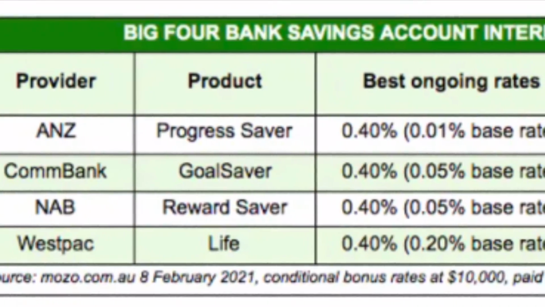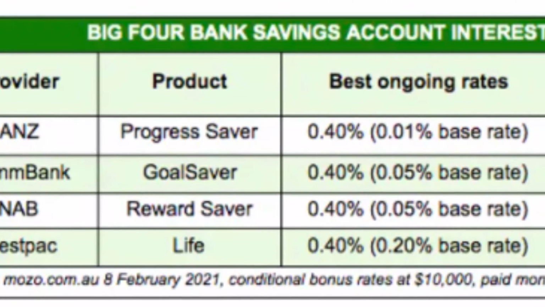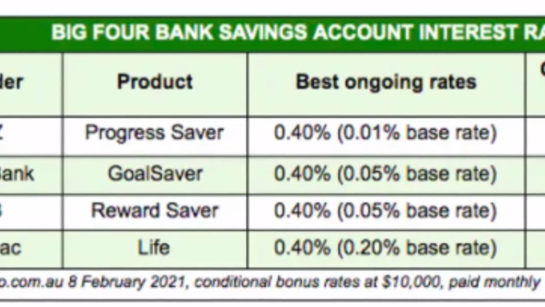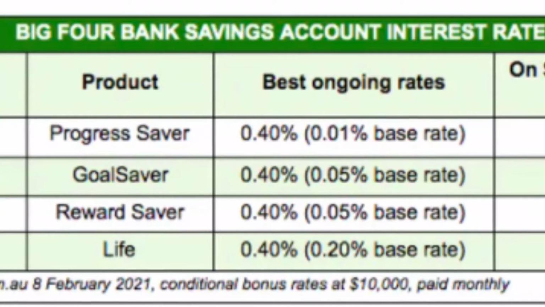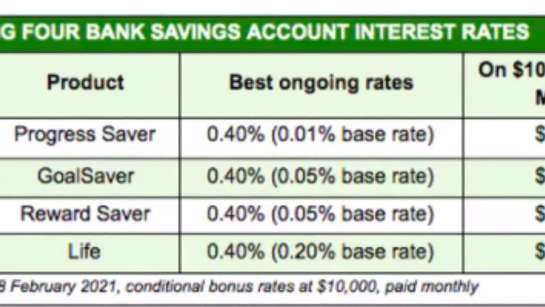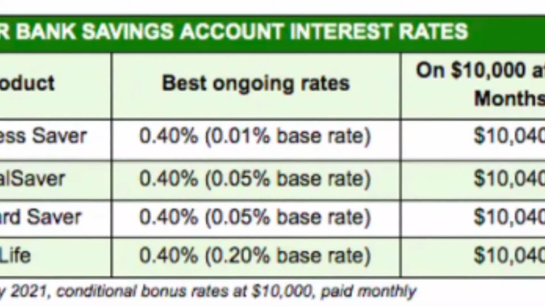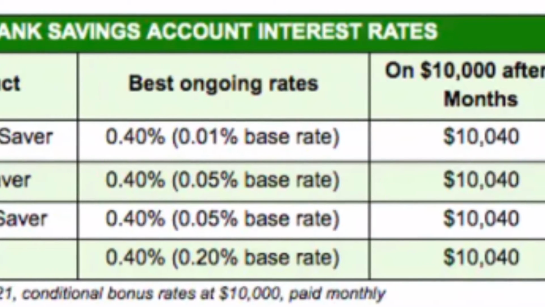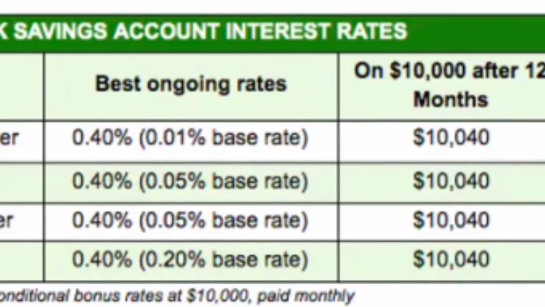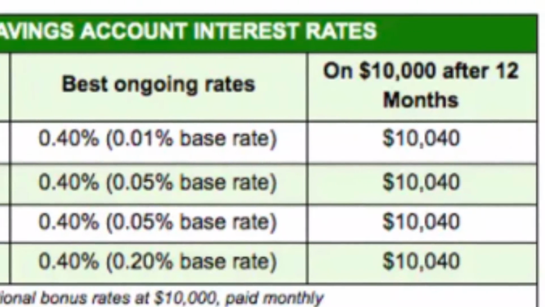So in Australia, the big four banks' savings interest, which is basically the return that you get from leaving your money with the bank, has a base rate of around 0.01% for ANZ, with an ongoing rate up to 0.4%. So in clearer terms, if you had $10,000, after 12 months, you'd have $10,040. Well, you think this might be a good amount, but in retrospect, it's actually quite small in relation to inflation, which we'll talk about a bit soon.